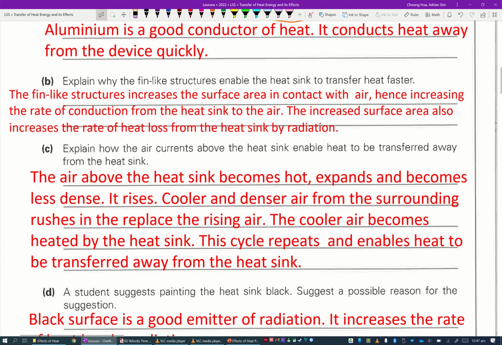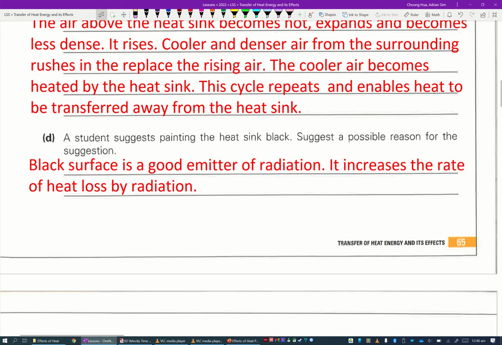And explain how the air currents above the heatsink enable heat to be transferred away. Now over here, many of you could not really understand the purpose of the cooling fan as I mentioned earlier on. So as I've already mentioned earlier on, you need to understand how the cooling fan works before we understand how the heatsink helps to keep the device cool. Right? So I already explained this earlier on in my video. I'm just going to push on to the next question.